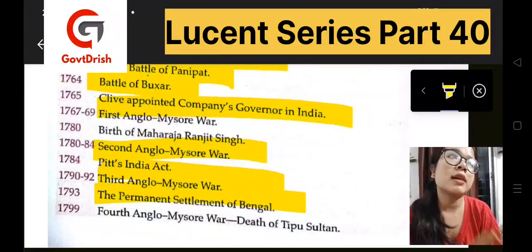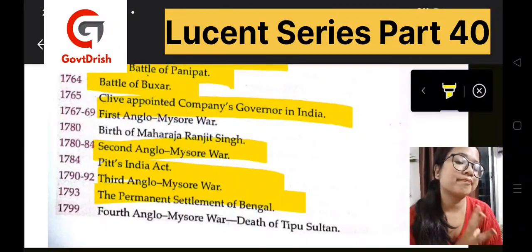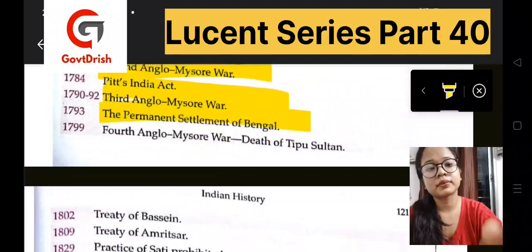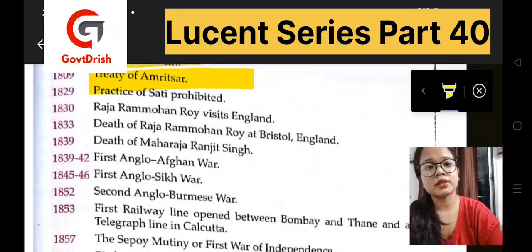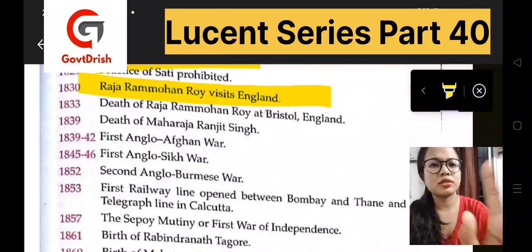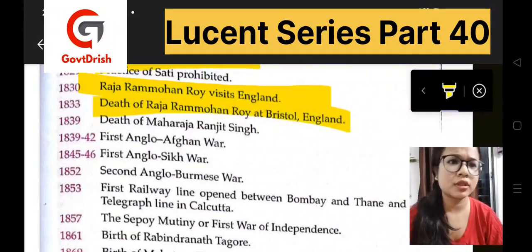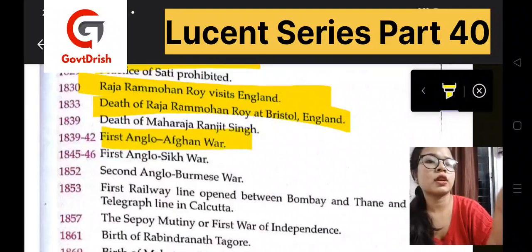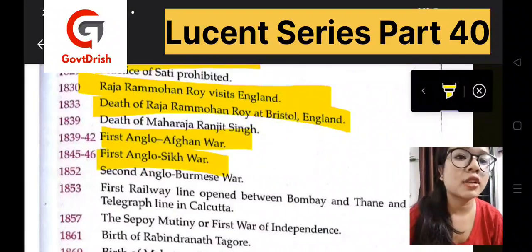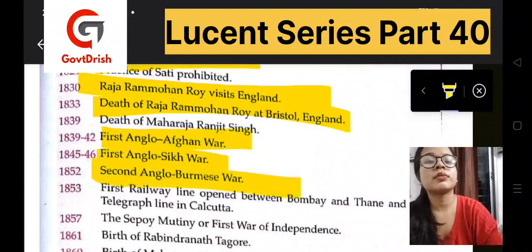This had come in the form of a very different topic, you can say. Fourth, the Treaty of Bassein, the Treaty of Amritsar, then Raja Ram Mohan Roy. This is not that important, but his death is important. Then we have the first Anglo-Afghan War, the first Anglo-Sikh War, and the second Anglo-Burmese War.